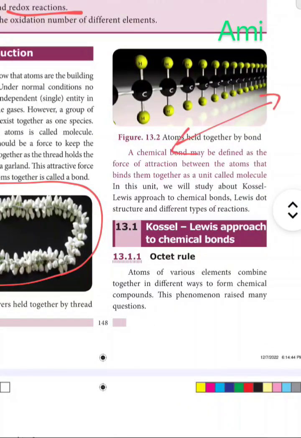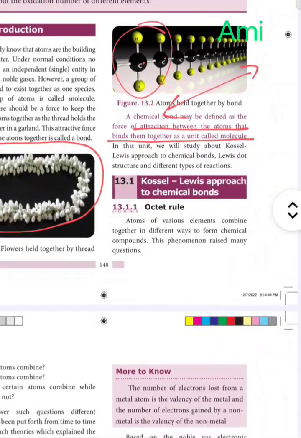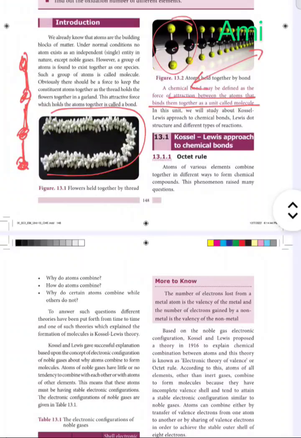The bond formed between two or more atoms, the force of attraction between the atoms that binds them together, is called a chemical bond, and they form a molecule by binding together. For this we are going to see what the approaches of chemical bonding are. First is the Kossel-Lewis approach, where you can study about the octet rule first.